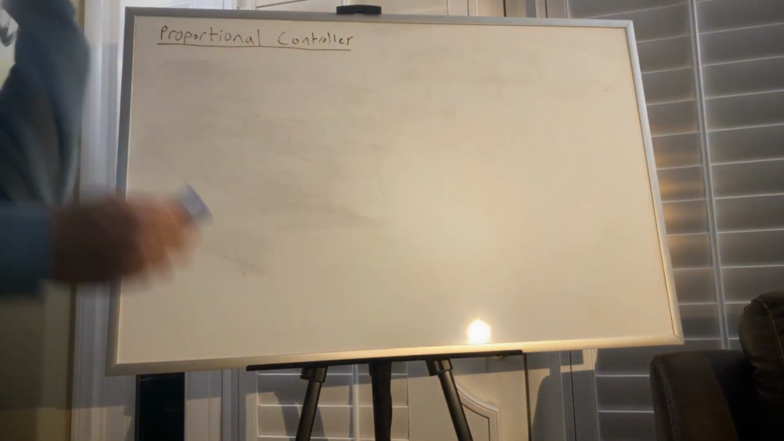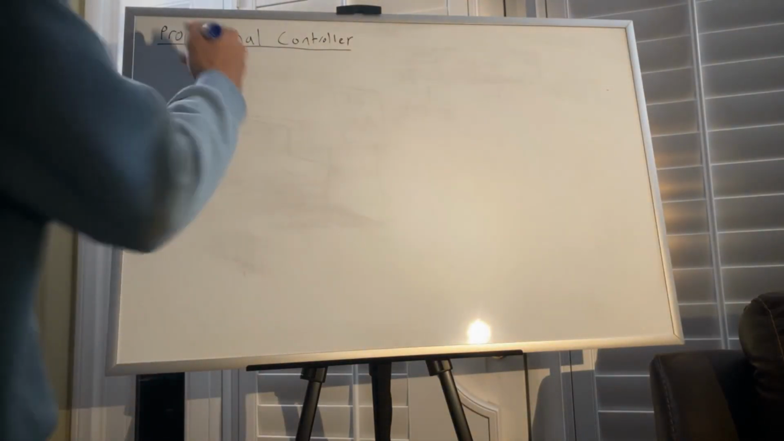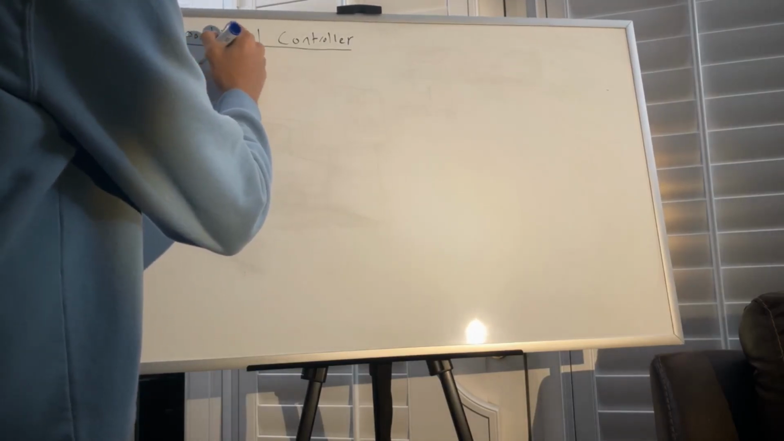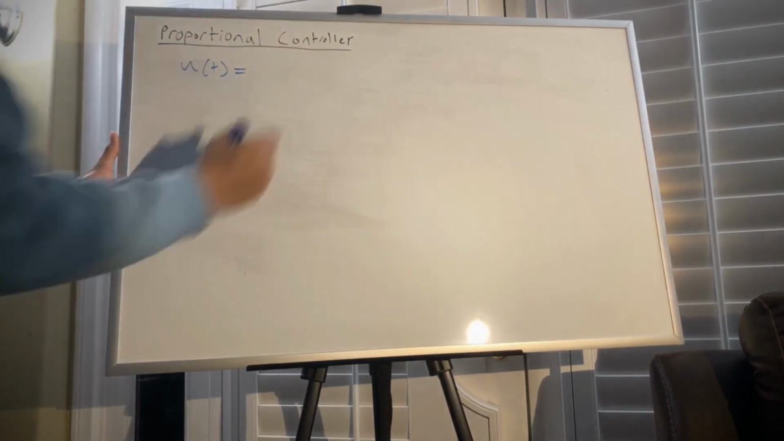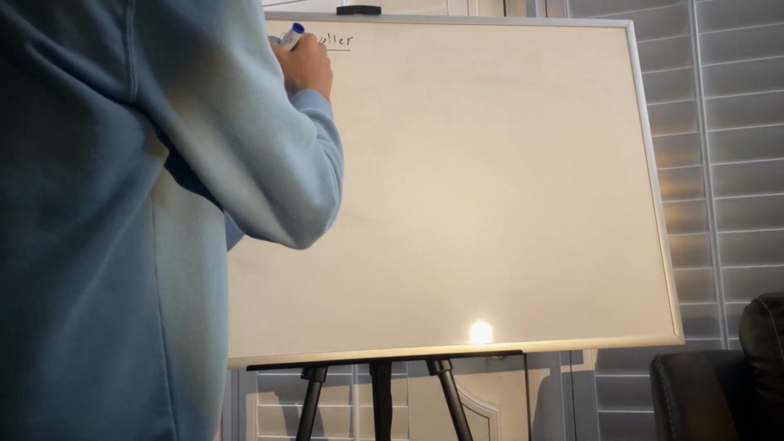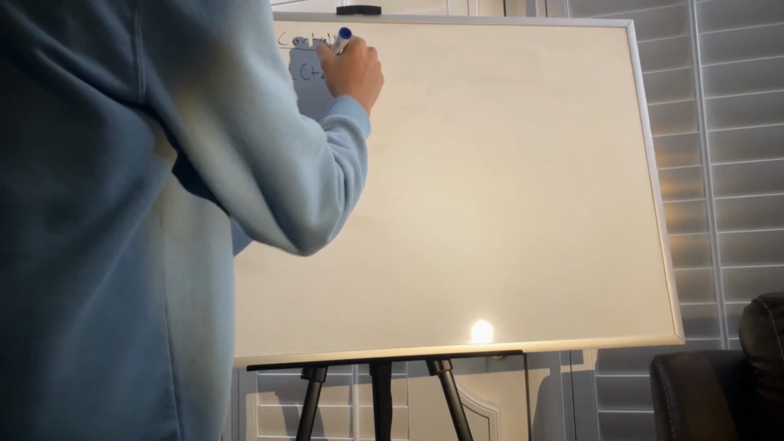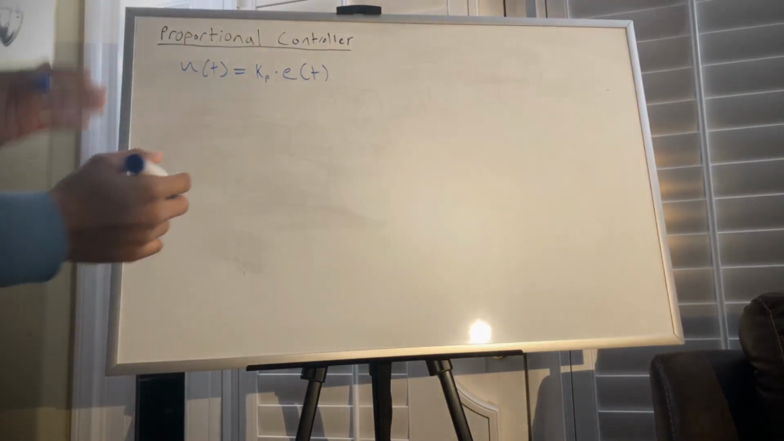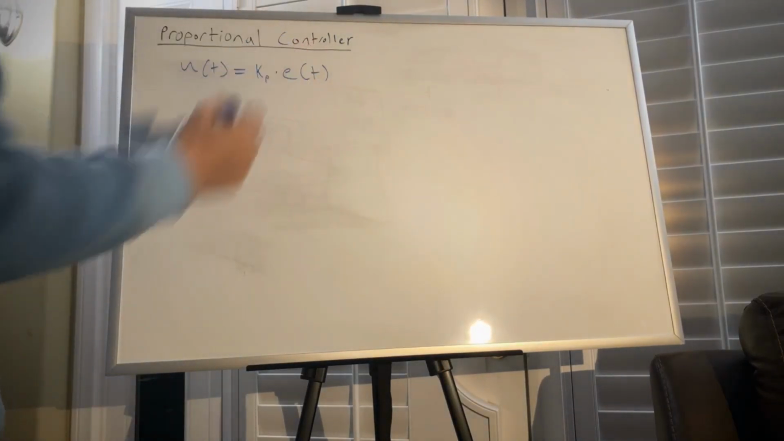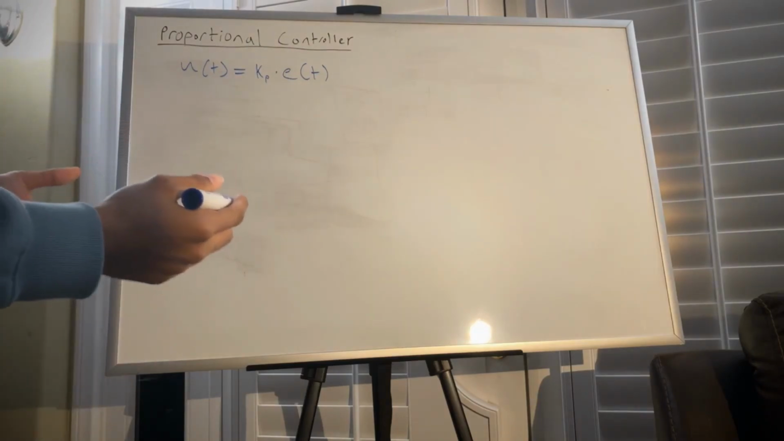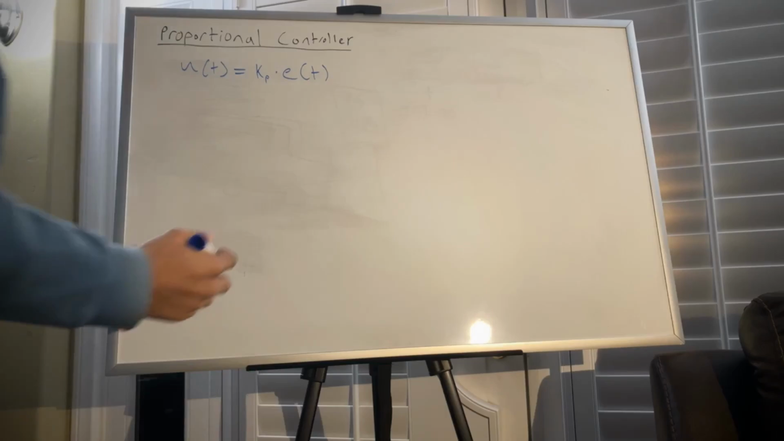So what we're going to be going over first is the proportional controller. So the proportional controller is defined as U of t, which we're going to call our output. So our output is going to be proportional to some constant multiplied by our error. So basically whatever our output is going to be, it's going to be exactly proportional to our error.